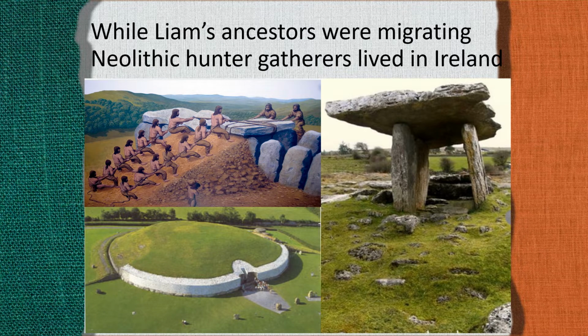Now, while Liam's ancestors were migrating across Europe, Neolithic hunter-gatherers lived in Ireland, and they created a lot of the stone monuments that we think of today, like Newgrange and some of the tunnel passages and the dolmens that we see in Ireland. These were all created before the year 2500 BC by the Neolithics who lived there.